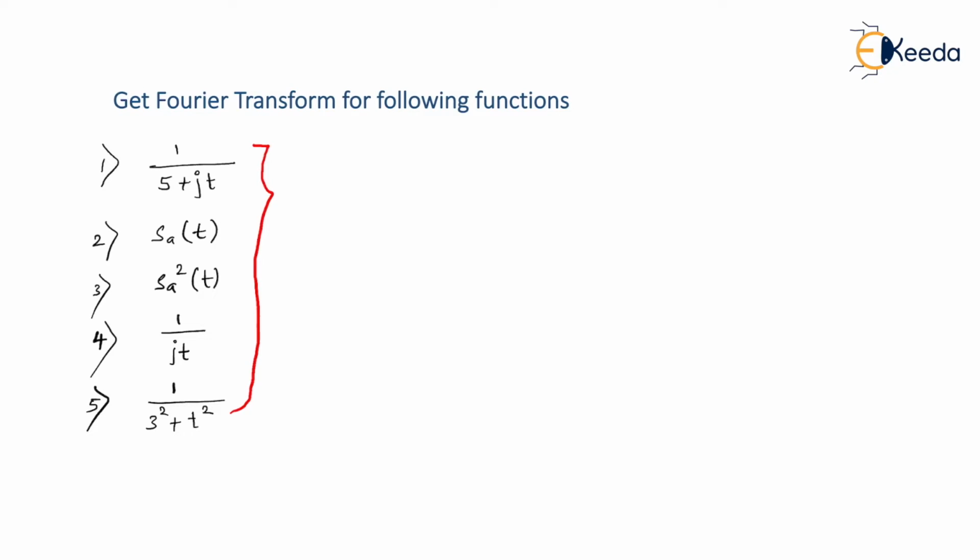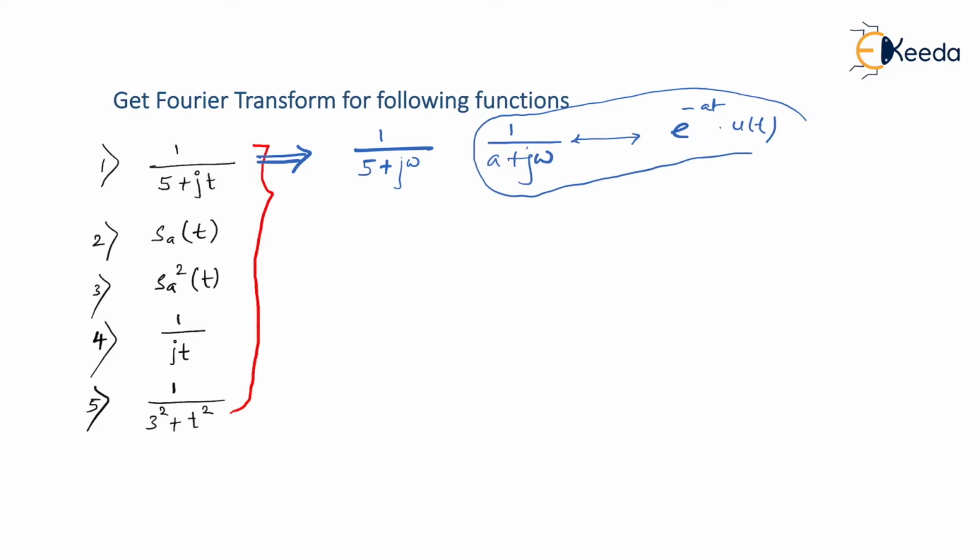But if you see carefully, if I replace t with omega, then it will become a standard function. For example, if I replace t with omega, it will become 1 upon 5 plus j omega. Then it will actually look like 1 upon a plus j omega in general, whose inverse Fourier transform is known to me, that is e to the power minus at dot u of t. I hope you're getting my point. So the only difference is, if I replace t with omega, then it has become a standard function.